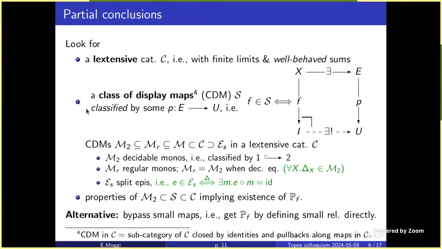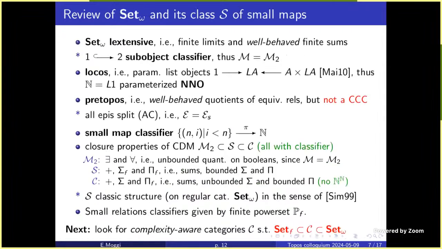Now, I want to look for this C and some S, and here I have some display maps available on C for free. So what I expect is that whatever notion of small map I will use, it should include at least the decidable monos. Okay.